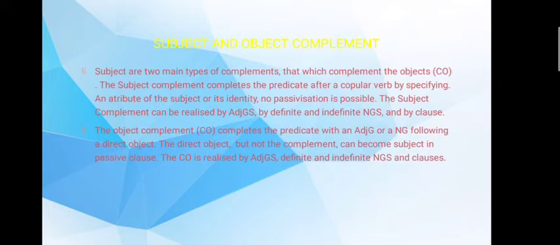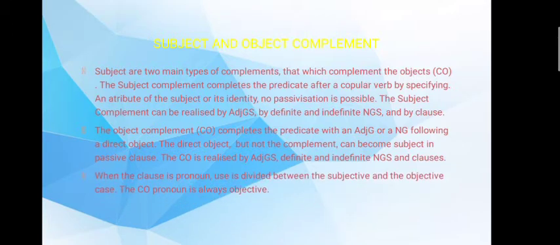The object complement completes the predicate with an adjectival group and/or a nominal group following a direct object. The direct object, but not the complement, can become the subject in a passive clause. The object complement is realized by an adjectival group, definite and indefinite nominal groups, and clauses. When the complement is a pronoun, use is divided between the subjective and the objective case. The object complement pronoun is always objective.